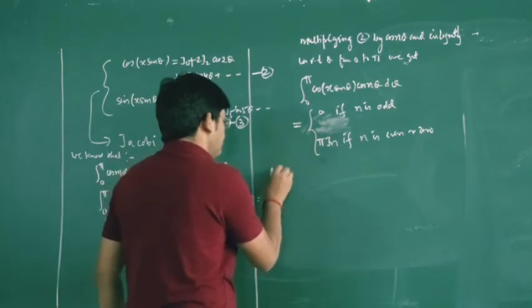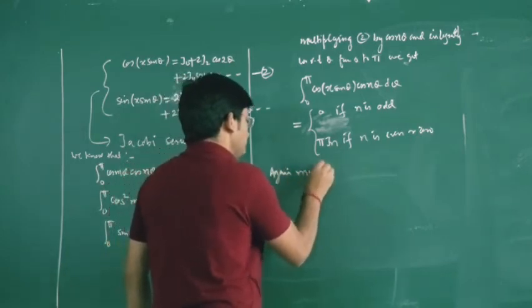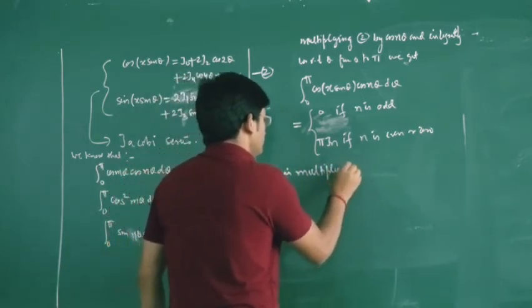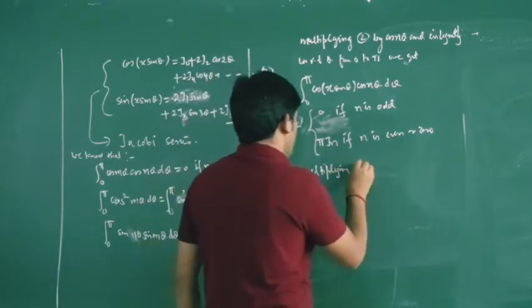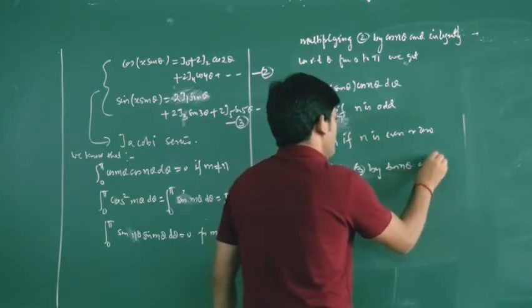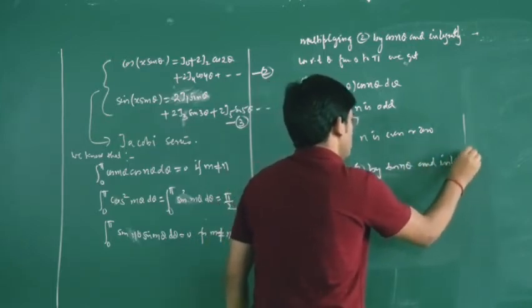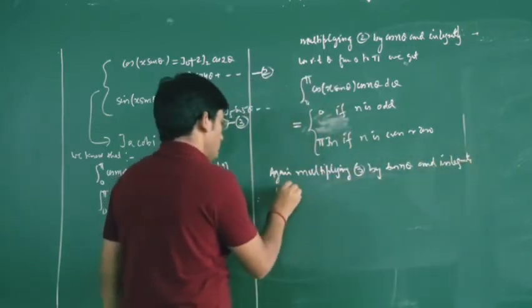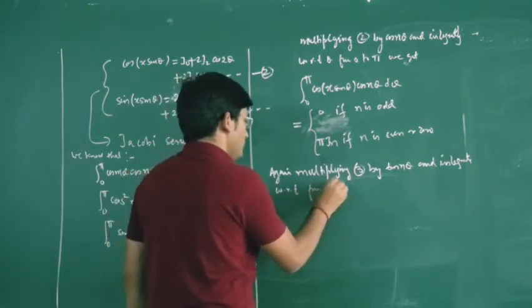Again, multiplying equation number 3 by sin n theta and integrate with respect to theta from 0 to pi.